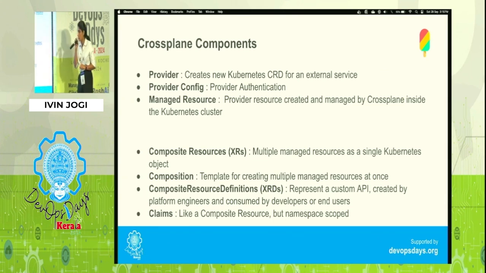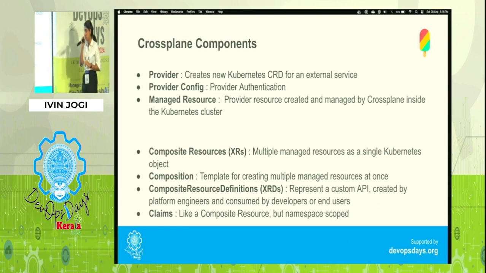And also we need composite resource definition, or XRD. XRD is used to define the schema of a custom API that is used to expose the composite resource that we create. And that custom API created by the platform team can be used by the application or developer team to provision a composite resource in the cluster.